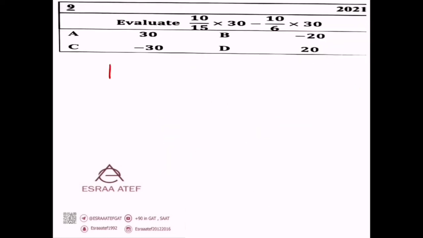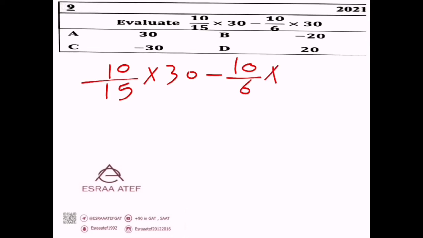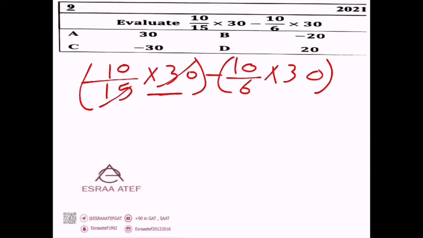Here it's very easy: 10 over 15 times 30 minus 10 over 6 times 30. So how can we solve it? This part we will solve alone, and this part we will solve alone. Here we have multiplication, so we can cancel anything from the denominator with the numerator. So 30 divided by 15 is 2. So 2 times 10 is 20, and here we have minus.